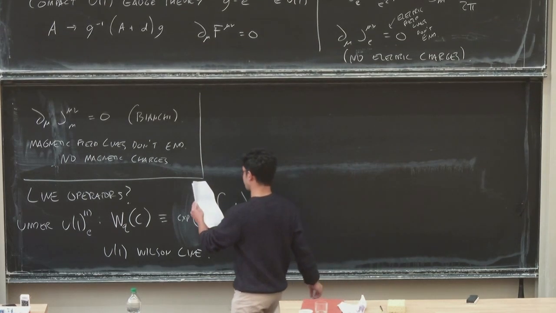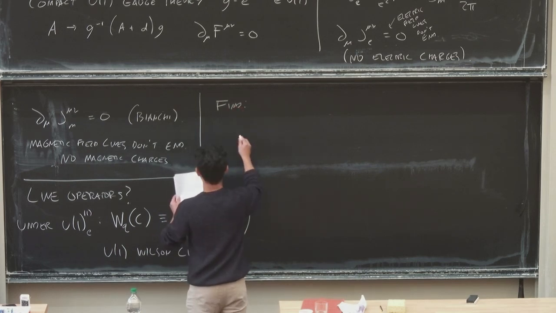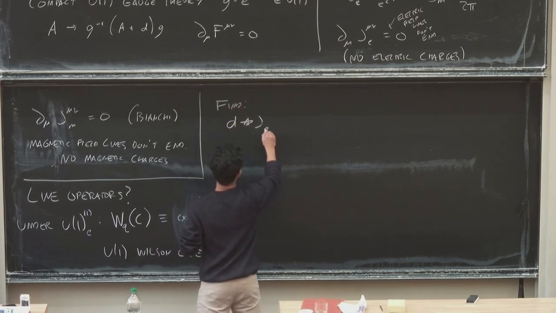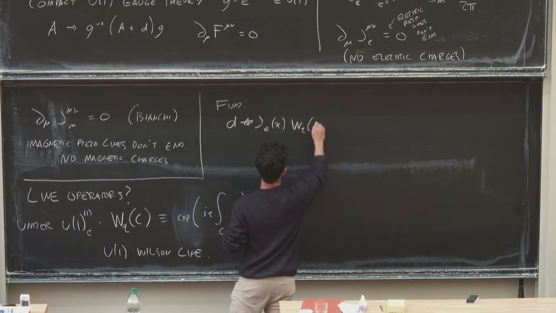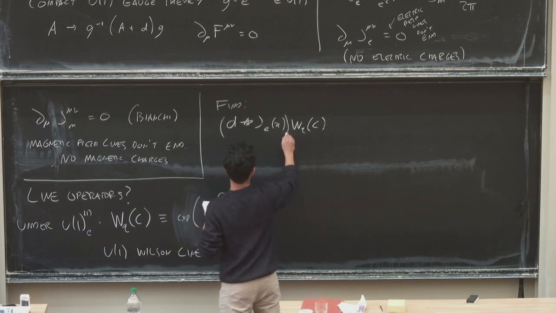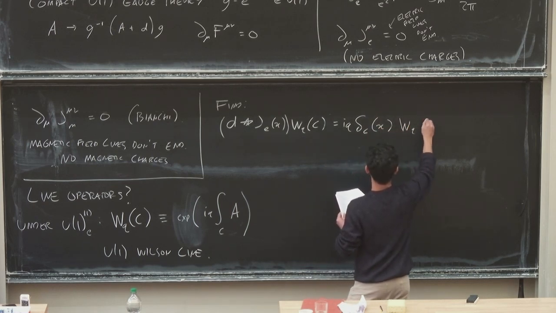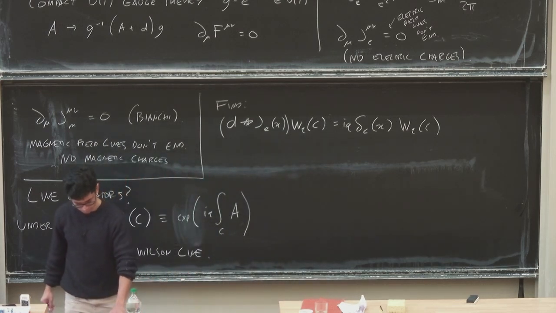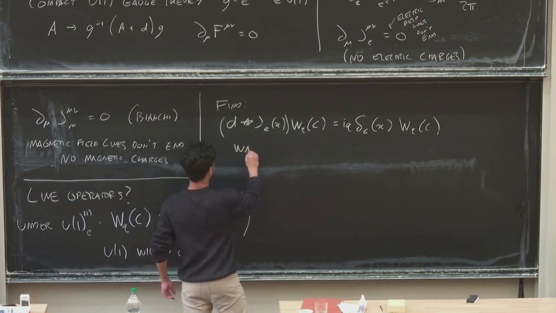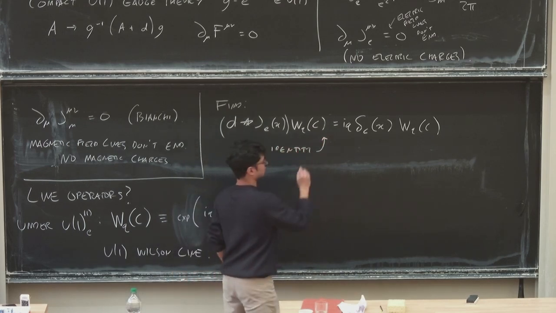If you go through this exercise, which maybe I should make an official exercise, you find that in the presence of the Wilson line, d star j electric times W_q of C is indeed equal to iq, this Fermi delta function, times W_q of C. Okay, so this is an exercise that you can do. In other words, this is the right Ward identity.